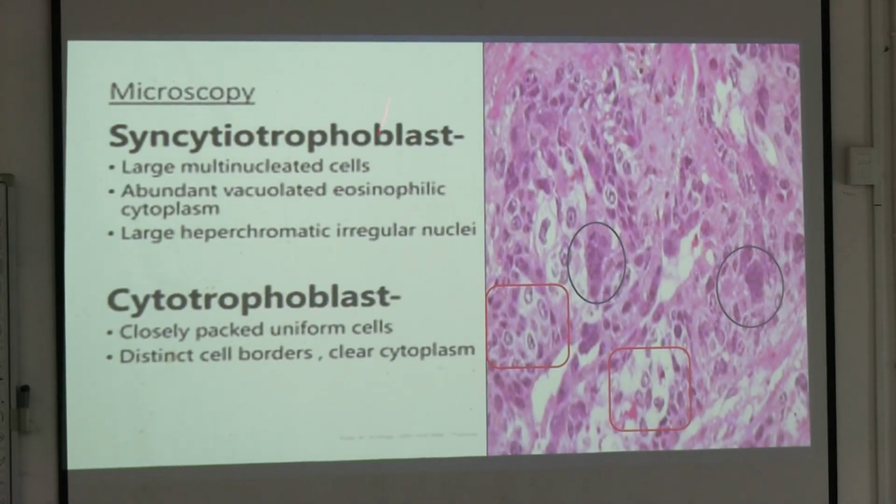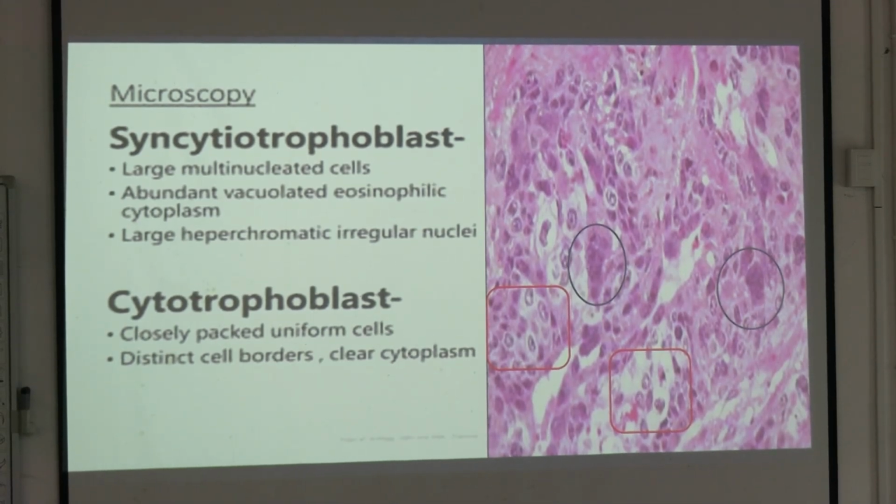So this tumor is composed of syncytiotrophoblast and cytotrophoblast. The tumor is considered highly vascular and highly aggressive. The key thing is that it is Beta-hCG positive.